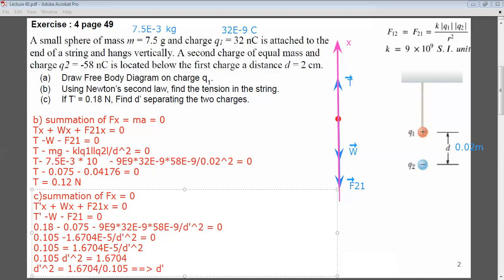So I will get d prime squared equals 1.59e-4, which implies d prime is equal to the square root of 1.59e-4, which will give me 0.0126 meter, which is almost 1.26 centimeters.